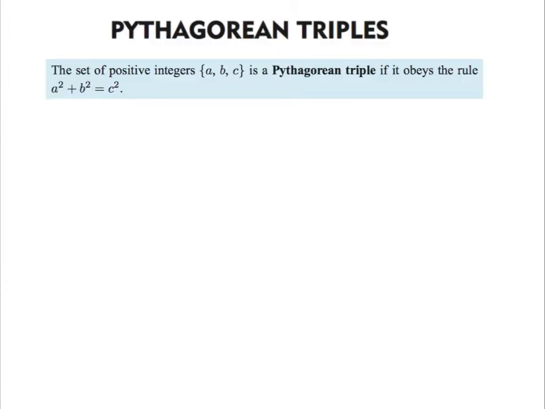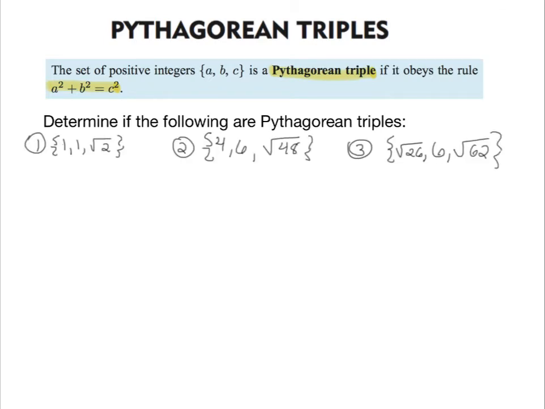When 3 side lengths form a right triangle, we have a special name for those three side lengths. They are called Pythagorean triplets. So Pythagorean triplets obey the rule a squared plus b squared equals c squared. Example, we're going to determine if these three numbers are Pythagorean triplets.